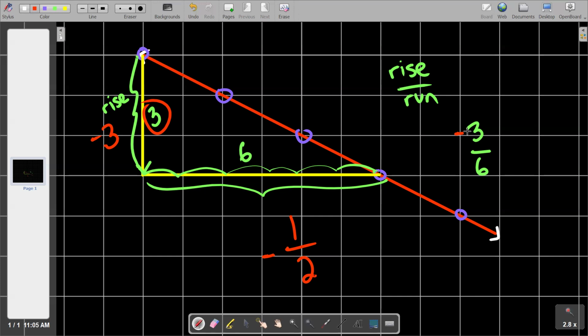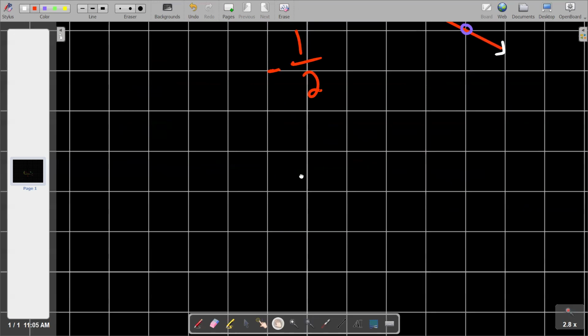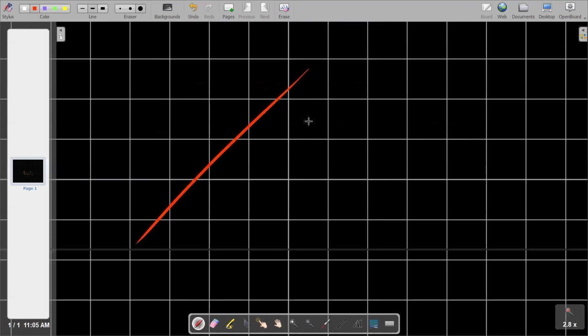That's all. If it were to ever go down, would it be a positive? It would. Yeah. I mean, just at the end of the day, just look at the line. The bottom line, when all is said and done, is if your line points like this, it's positive.